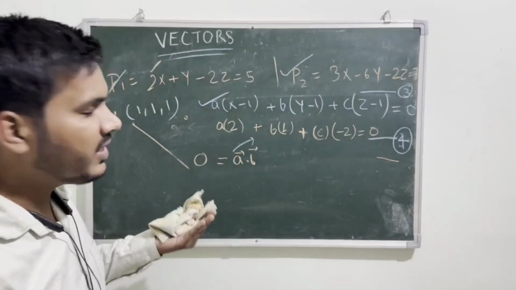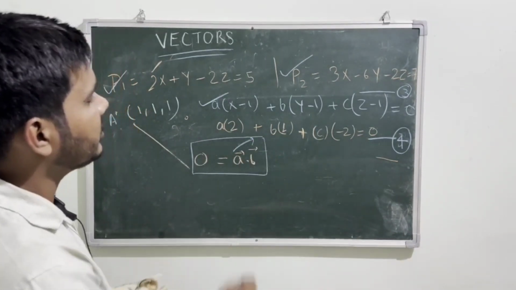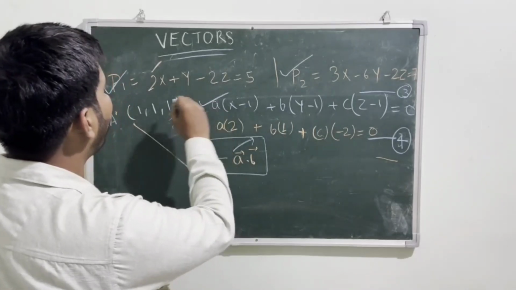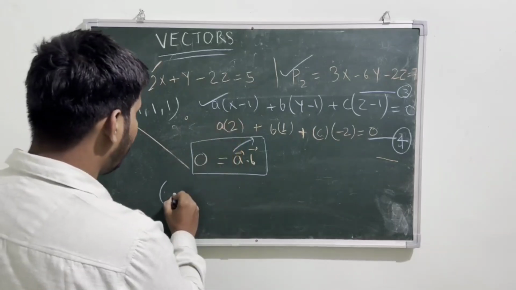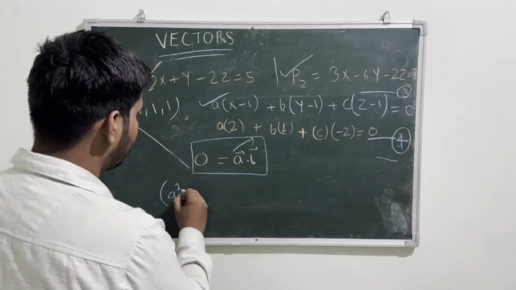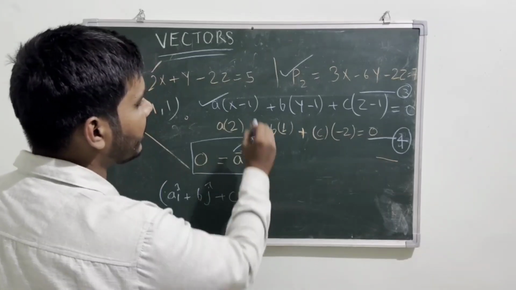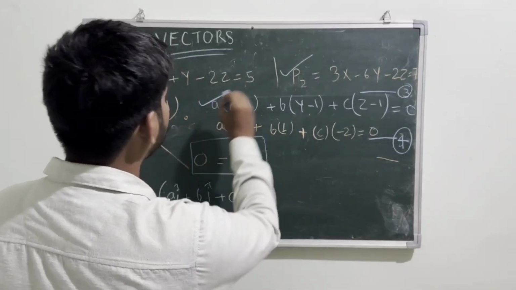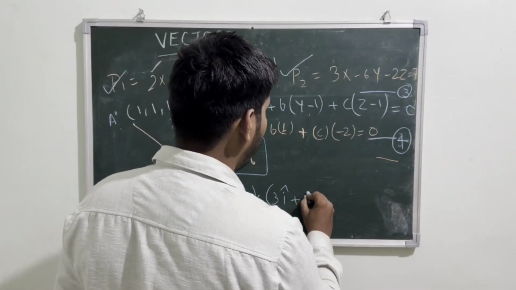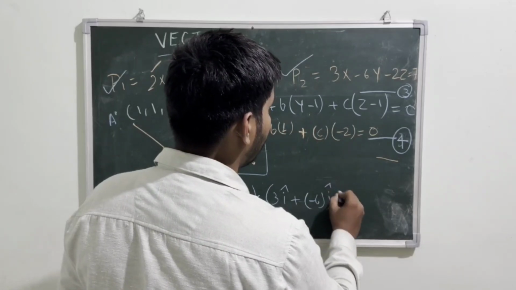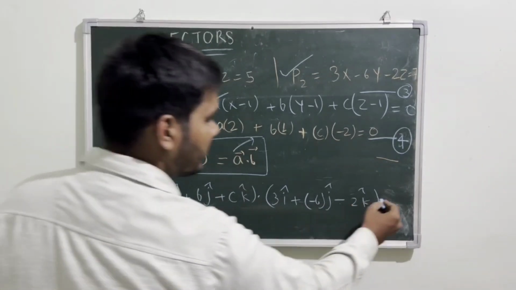Again, by using cos theta, where theta is 90 degrees, we can derive equation number 5. For equation number 5, generally we have to take equation number 3 and the second plane. So we will write it as ai + bj + ck, the line which is contained in this plane, multiplied by the second plane, 3i - 6j - 2k. On solving this, it is equal to 0.